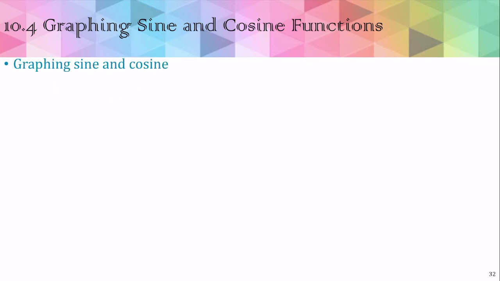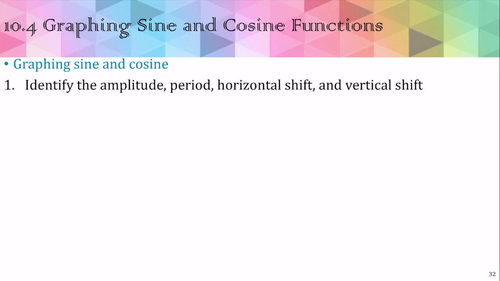So how do we actually go about sketching the graph of sine and cosine? Well, we have to identify all the letters, the A, the B, the H, and the K, so the amplitude, the period, horizontal shift, and vertical shift. Remember, amplitude was the absolute value of A. Period is 2 pi over b. Horizontal shift was the h. Vertical shift was the k.